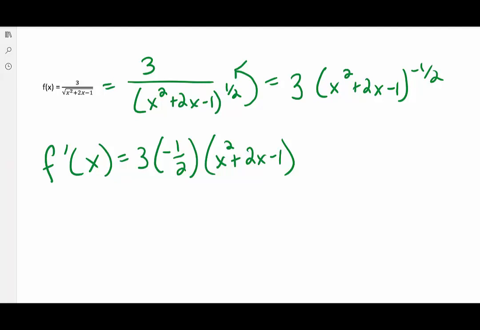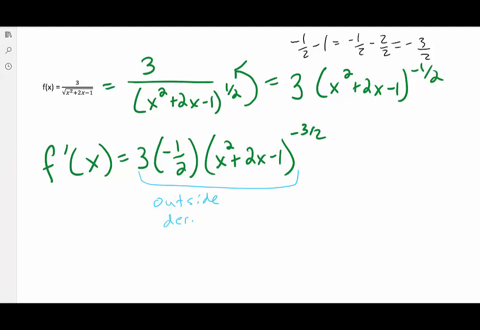So what does that give us? Well, a negative 1/2 minus 1, which is the same thing as a negative 1/2 minus 2/2, is a negative 3/2. So the new power becomes a negative 3/2. Alright? So keep in mind, all of this that we've done is just the outside derivative.